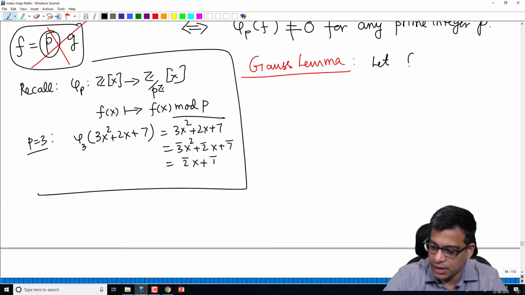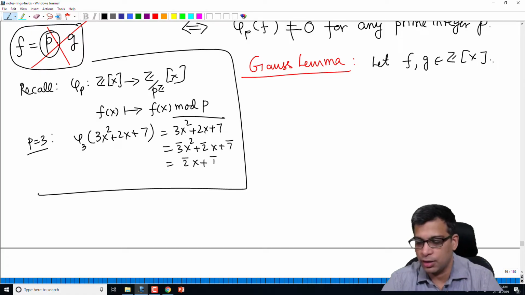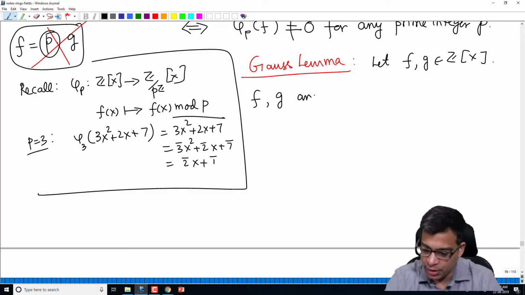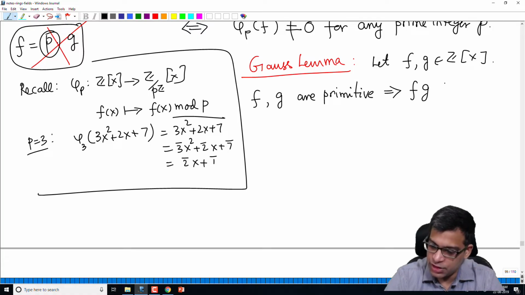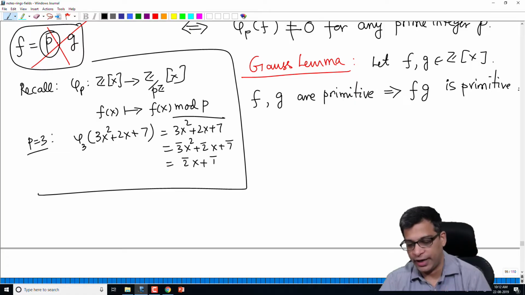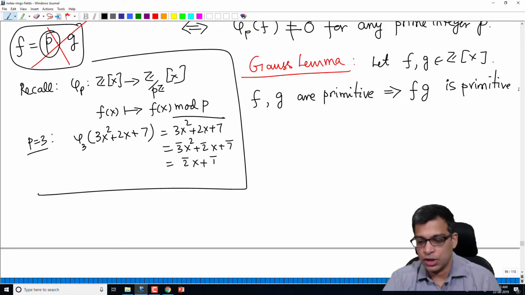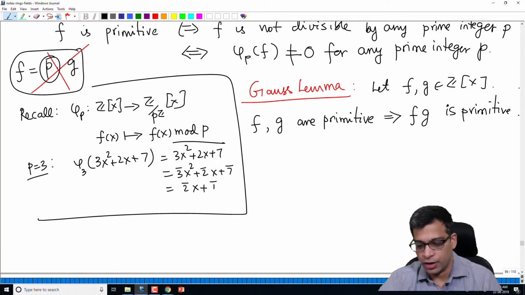So Gauss's Lemma says: let f and g be two polynomials in the integer polynomial ring. That means f and g are integer polynomials. If f and g are both primitive, then the product fg is primitive. This is a very simple and easy to verify fact, but it has this name Gauss's Lemma because it is extremely useful. It is applied all the time. It's not a very surprising fact: if you have two integer polynomials which are both primitive, then their product is primitive.